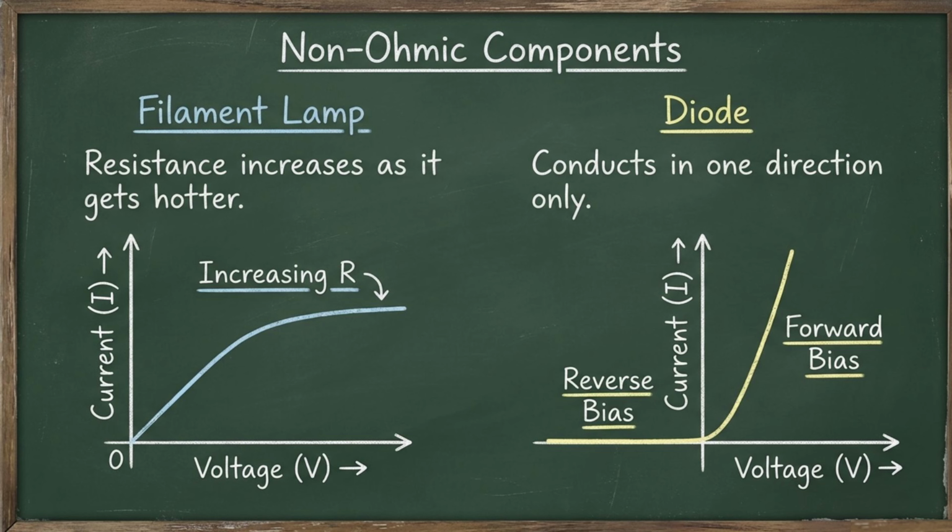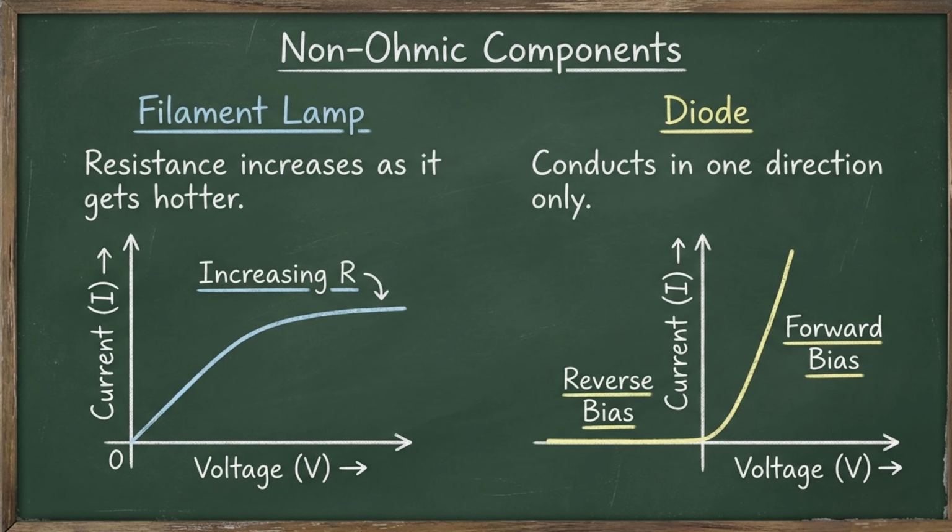But if you push in the correct direction, forward bias, once you overcome a tiny threshold voltage, the gate swings wide open and resistance drops to almost nothing. The current shoots up. It's basically a digital switch, on or off, and direction matters. And that simple property, controlling the direction of flow, is the fundamental building block of logic, of computing, and essentially the entire digital age. But that's a deep dive for another day.